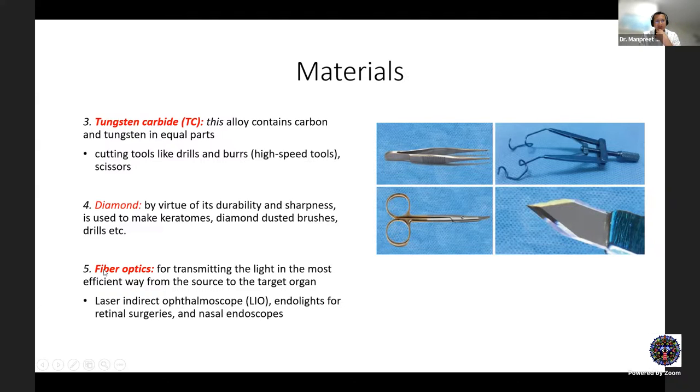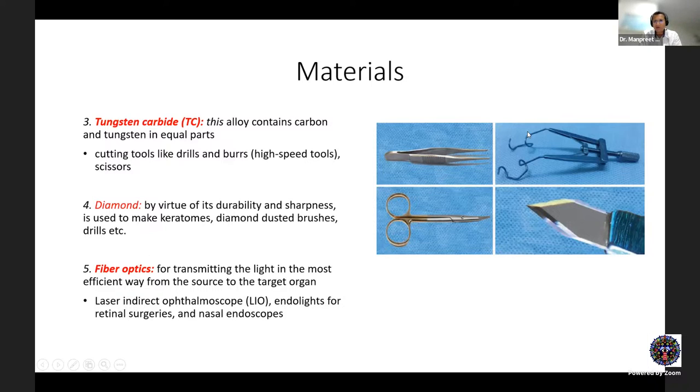And let's not forget about the fiber optics. These are the materials for transmitting light in the most efficient way from the source to the target organ. Brilliant examples are the LIO, laser indirect ophthalmoscope, which delivers the laser also, endolight in retinal surgeries, and nasal endoscopes. So these are the fiber optics.